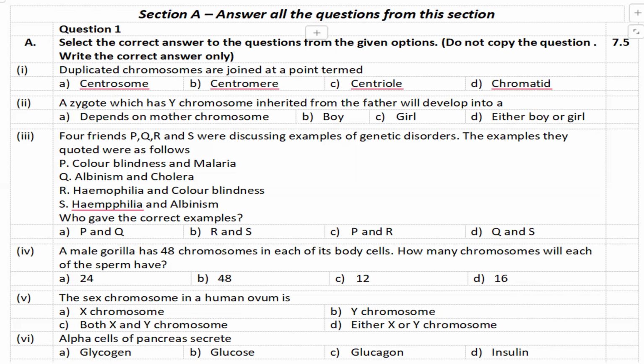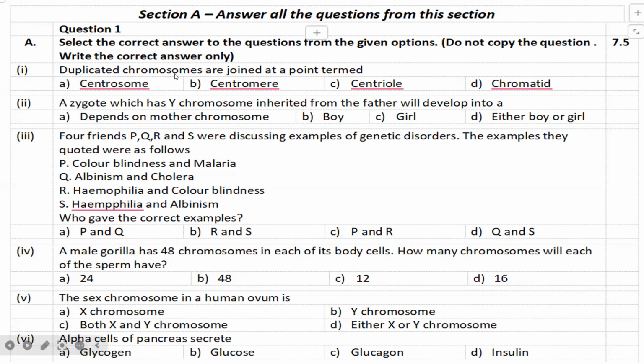Mostly question 1 will be your MCQ types. So let us, without wasting time, start with question 1. You have to select the answer to the questions from those given below. Do not copy the question, write the correct answer only. Why are they saying only the correct answer? You cannot write more than one option.